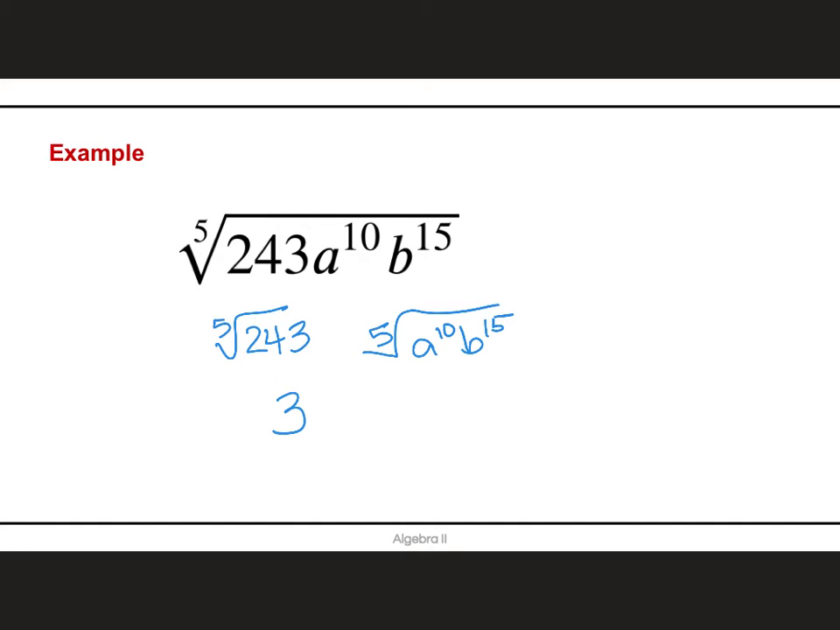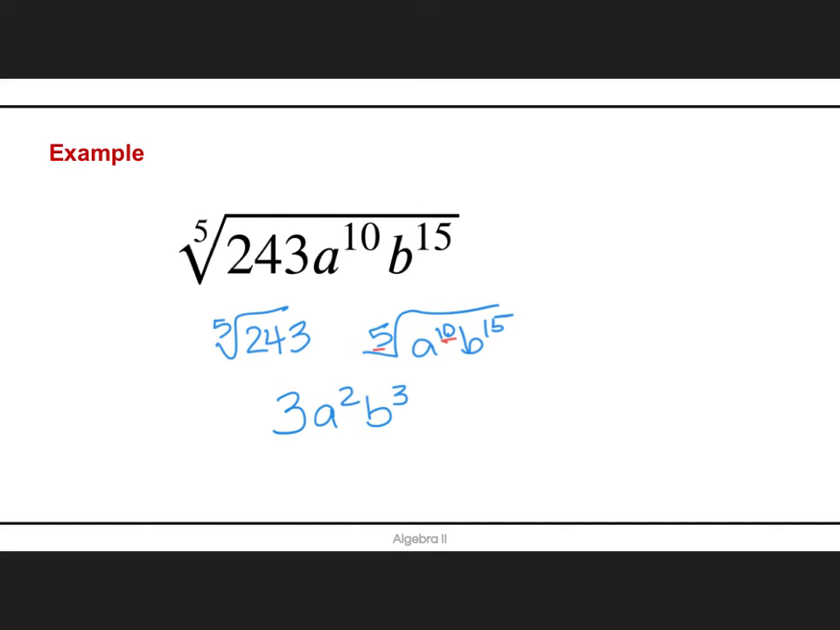So then when I get to the variables, I have a to the 10th. So 10 divided by 5 is 2. So then that means I'm going to have a squared. And then 15 divided by 5 is 3. So I'm going to have b to the 3rd.